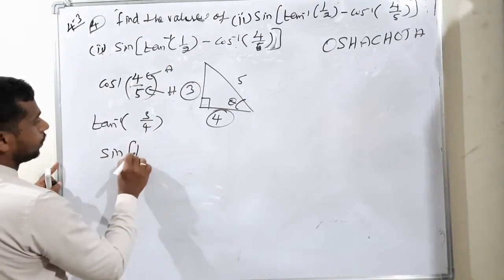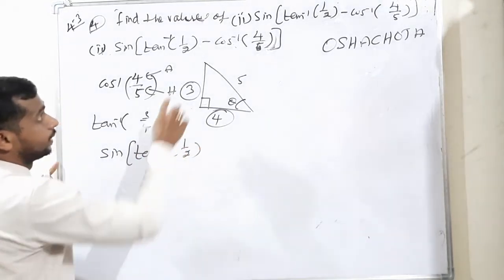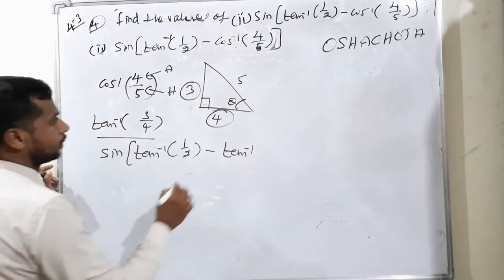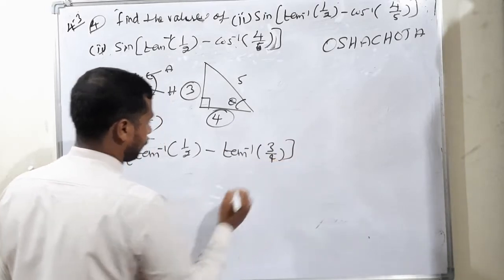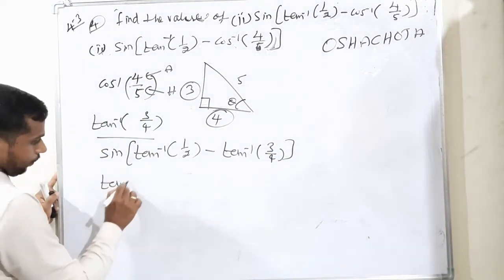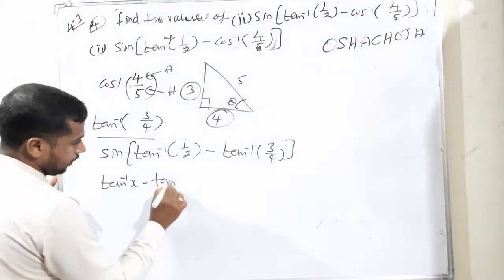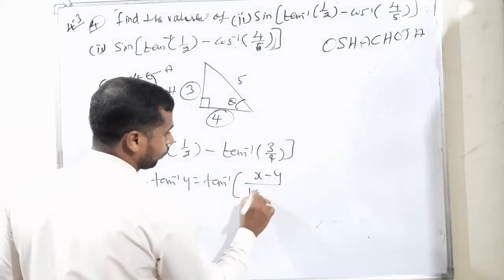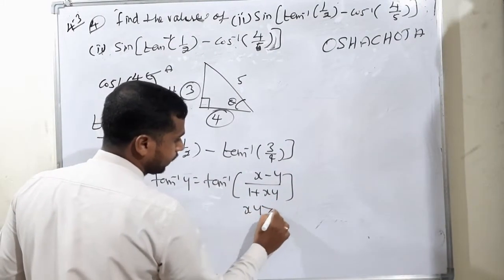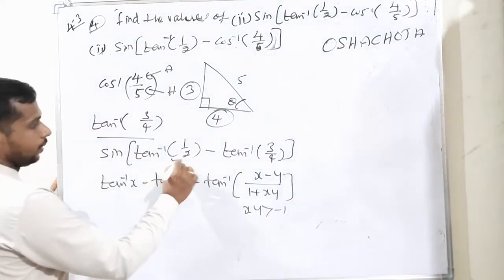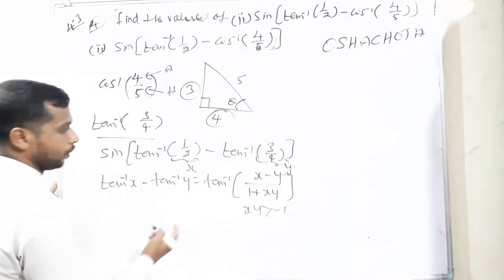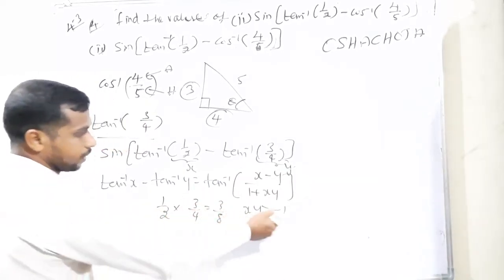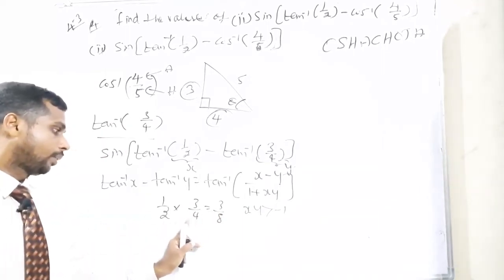Therefore, I would like to rewrite the question: sine of tan inverse 1 by 2 as it is. Next, cos inverse of 4 by 5 converts to minus tan inverse 3 by 4. Now we can apply one formula. Listen very carefully. Tan inverse x minus tan inverse y is equal to tan inverse of x minus y over 1 plus xy. One condition is there: xy is greater than minus 1. So what is the x value? This is x and this is y. So x into y is 1 by 2 into 3 by 4, which is 3 by 8. It is greater than negative 1 because we have a positive value.